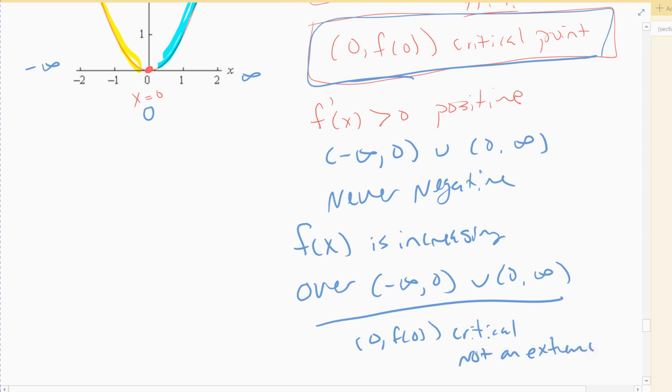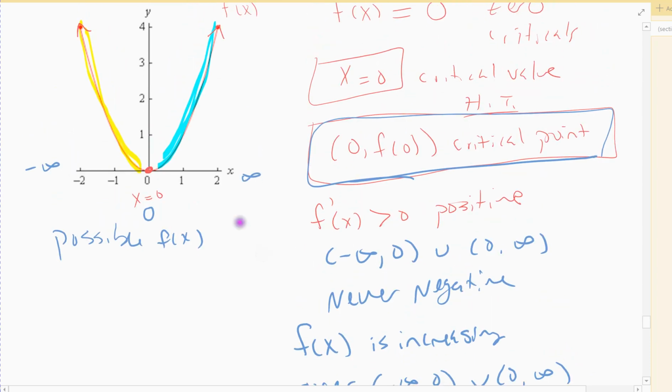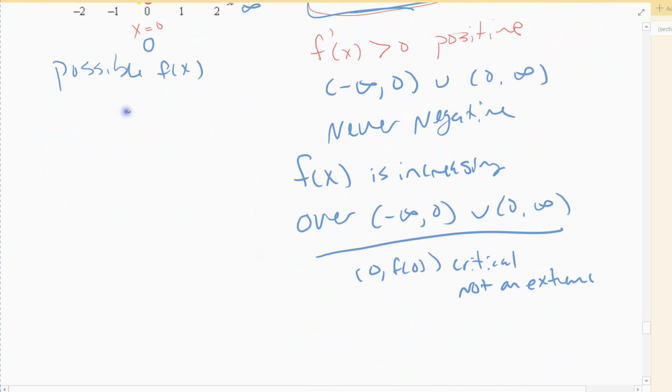So the graph then, the possible f of x sketch. Again, on the notes, I graphed it on here, but I'm going to actually graph it below based on my information.